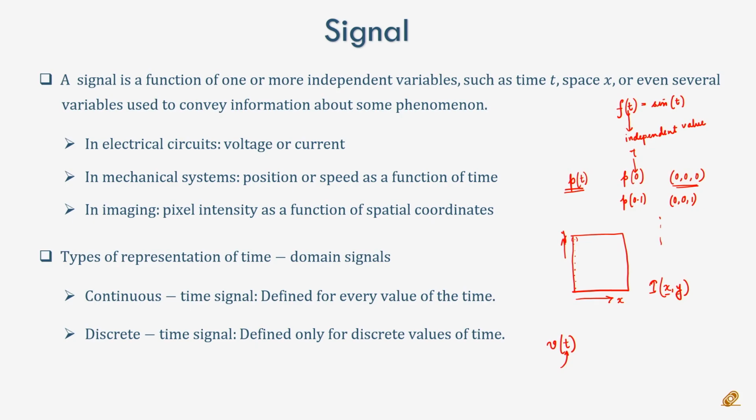And what is a discrete time signal? A discrete time signal is one where the independent variable has discrete values, and at each discrete value you have the function value.